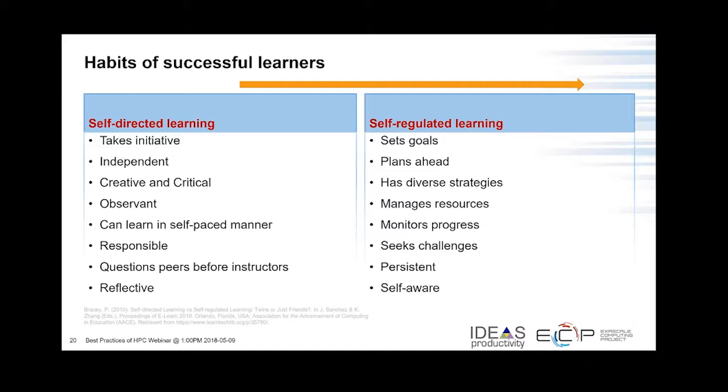Some of the other habits of successful learning are the ideas of self-directed learning and self-regulated learning. Self-directed learning and self-regulated learning are terms that come from the learning sciences. Self-directed learning normally comes out of adult learning, and this really speaks to having the ability to practice your own learning outside of a traditional environment, being able to freely design your learning.